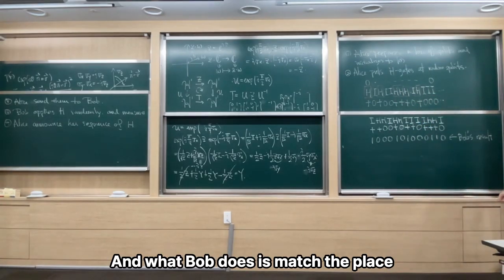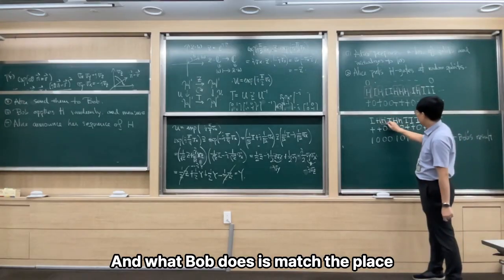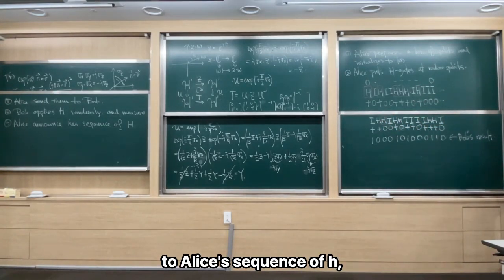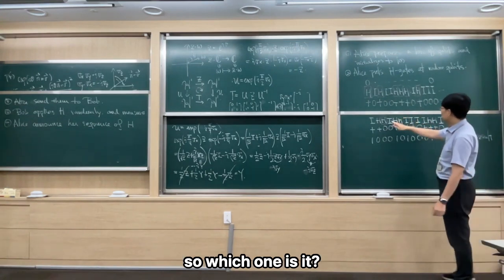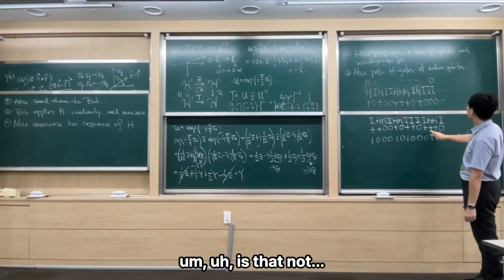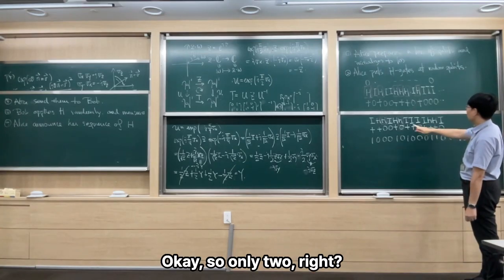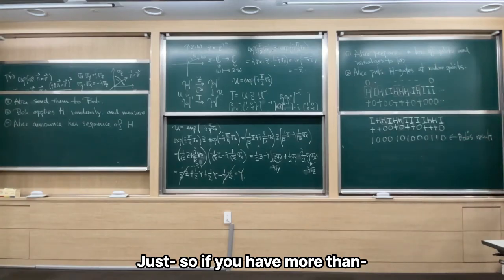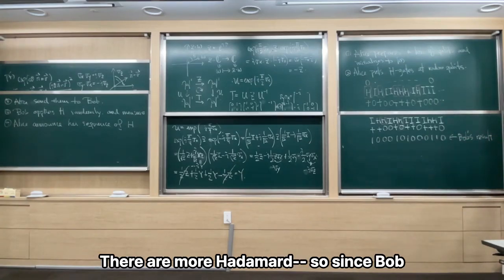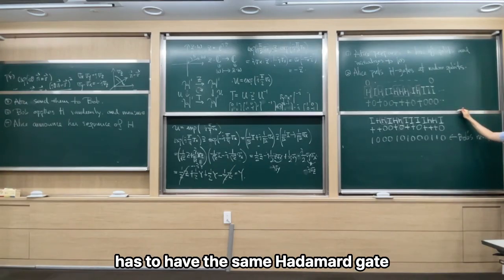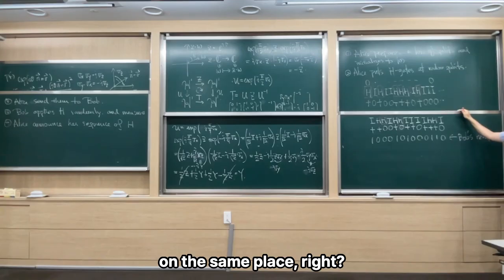And what Bob does is match the places where his sequence of H matches Alice's sequence of H. So which ones are they? Here it matches, here, and is it not? Okay, so only 2, right? So 1, 2, 3, 4. If you have more, then there are more Hadamards. Since Bob and Alice put H randomly, I think at least 25% of the qubits have the same Hadamard gate in the same place, right?